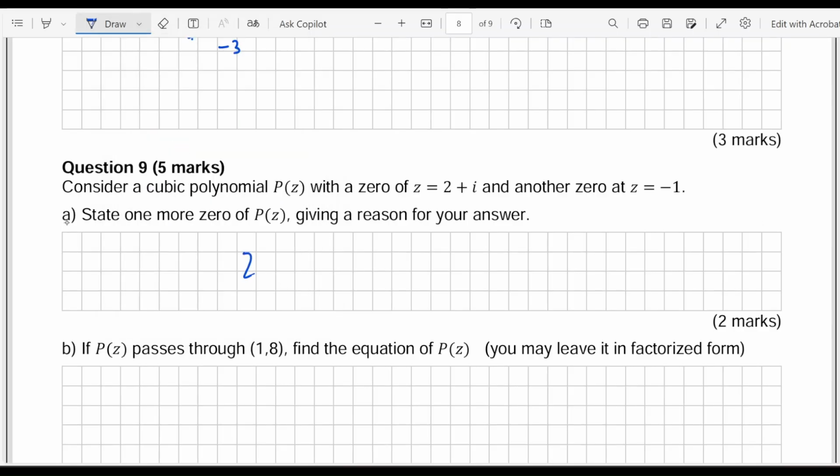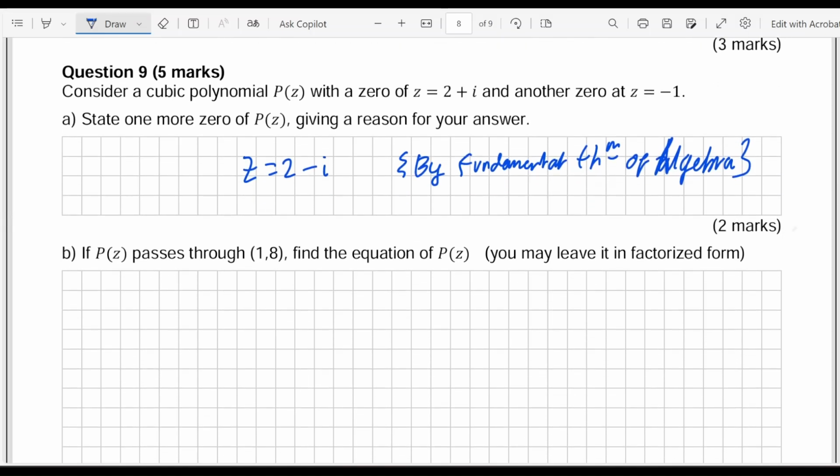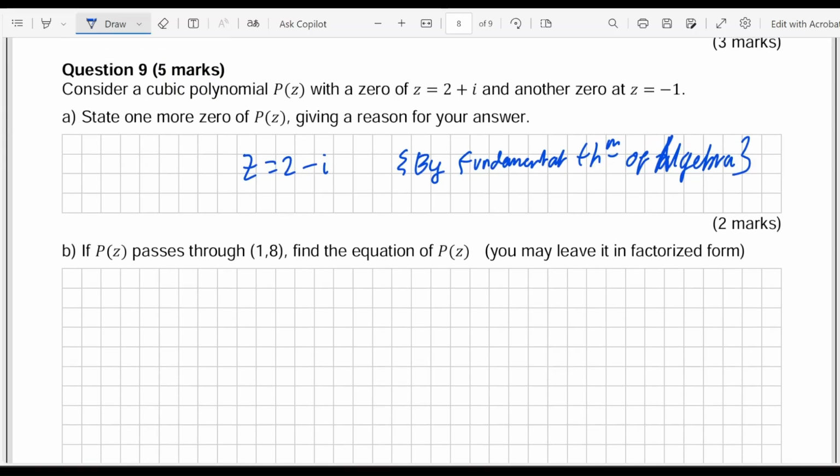The other 0 is to take i, the conjugate, by the fundamental theorem of algebra. Capital A, I guess, seems important. Cool. If this passes through 1, 8, find the equation of p of z.